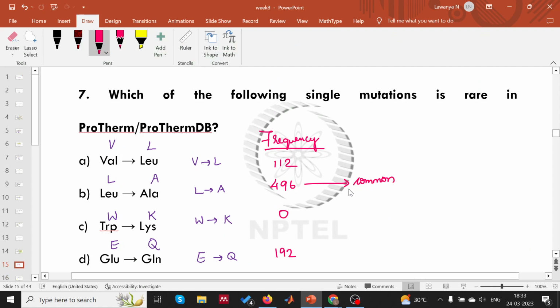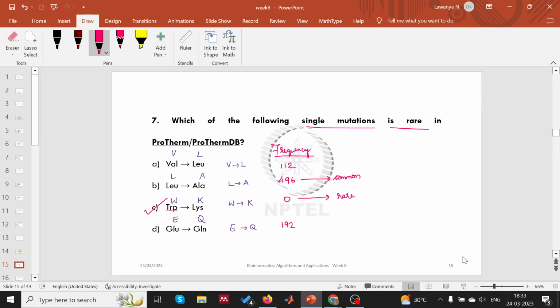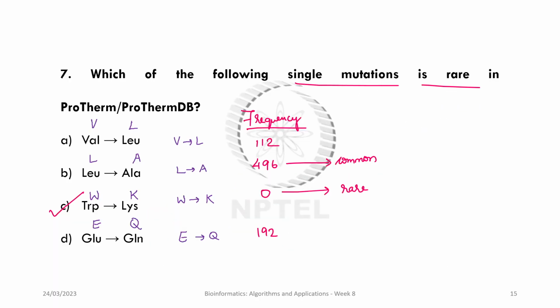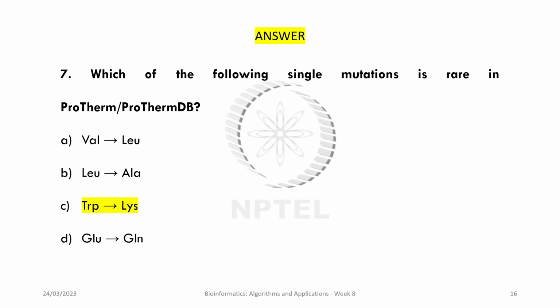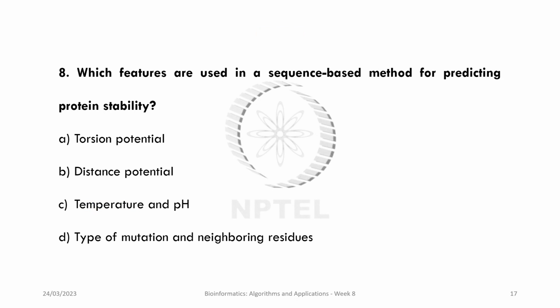I'm going to write it as common, and this will be your rare. Correct? So what's your answer? Tryptophan to lysine is a single mutation which is rare in ProTherm or ProTherm DD. Was that clear? Okay. So let's go on to, thank you Nagamani.